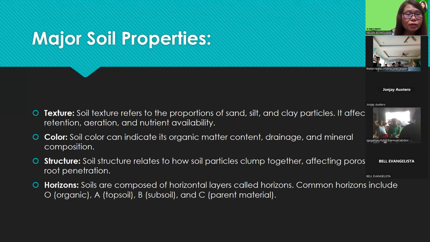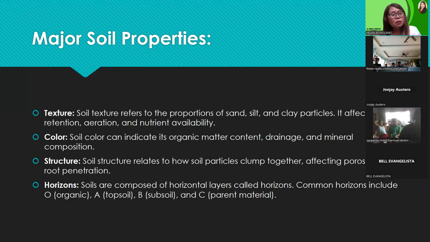So what are the different major soil properties? So first, texture. Soil texture refers to the proportion of sand, silt, or clay particles. It affects water retention, aeration, and nutrient availability. So, texture is one of the major soil property.